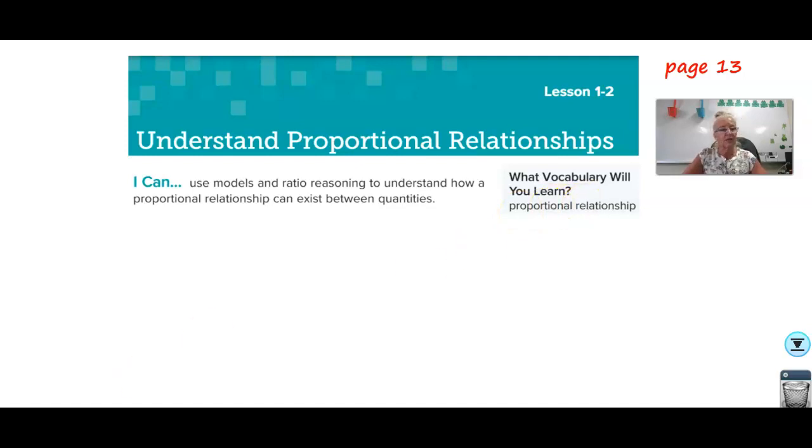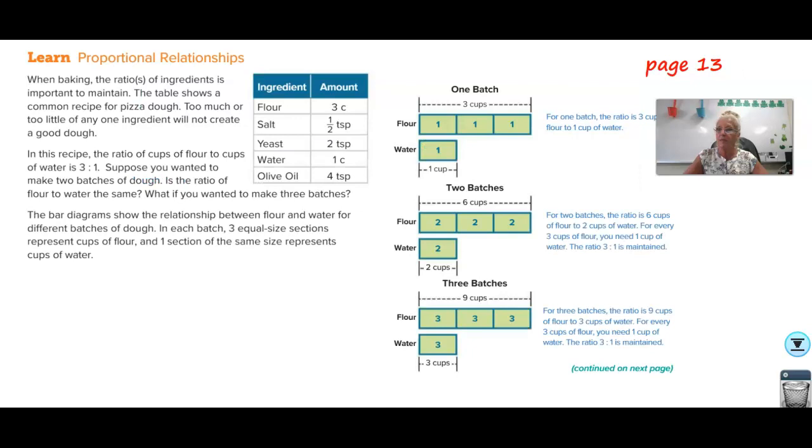All right, and there is a video already where I tell you how to fill out the proportional relationship vocabulary sheet. Well, this is a whole lot of print on one page, but I'll try to summarize what it says. This is also on page 13.